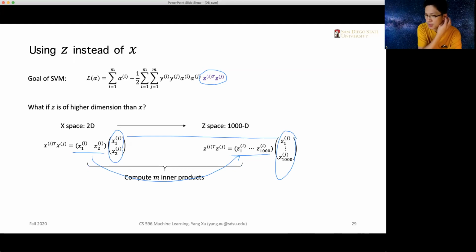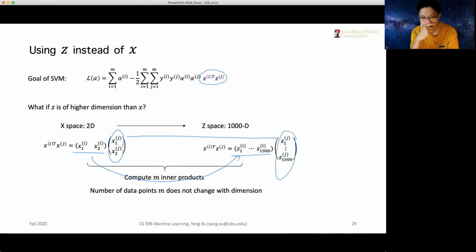Okay, it's just m inner products or dot products we need to compute. And the number of data points does not change with the dimension. That's all we need to know, because the number of product combinations is m by m. And this m by m combination is not changed with the dimension of the z's or x, right?